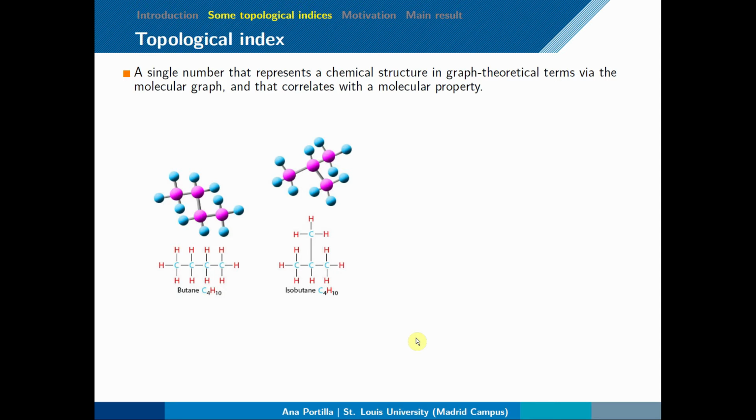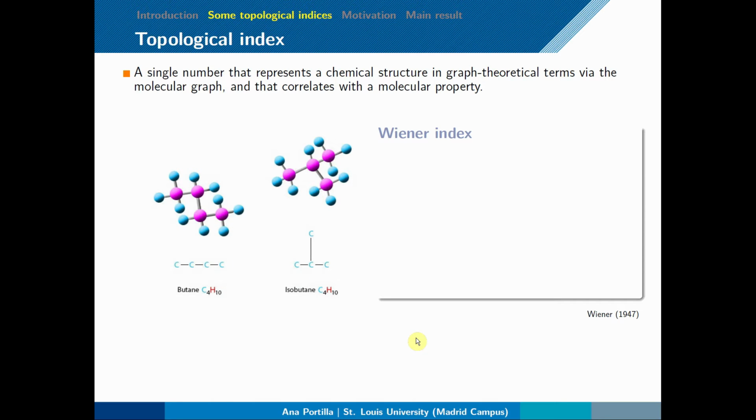Next, I'm going to define several of the most famous topological indices. I'm going to start with the Wiener index. This index is defined as the sum of the lengths of the shortest paths between all pairs of vertices in the chemical graph representing the non-hydrogen atoms in the molecule. It is named after Harry Wiener, who introduced it in 1947. At the time, Wiener called it the path number.